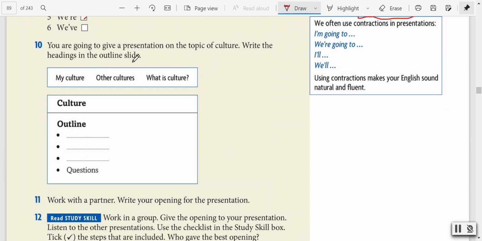You are going to give a presentation on the topic of culture. Our topic is culture. Write the headings in the outline slide. We have a slide which is about outline, okay? Outline. We must write topics that we want to talk about, okay? We want to mention this one, and this one. For example, our topic is culture. For culture, we have an outline. You want to talk about what?